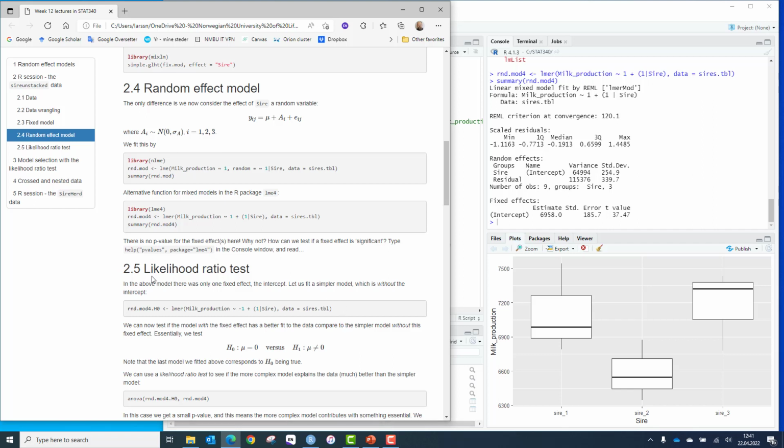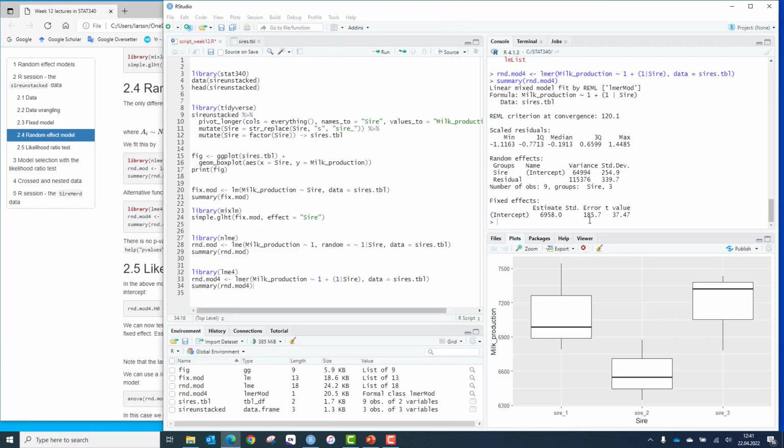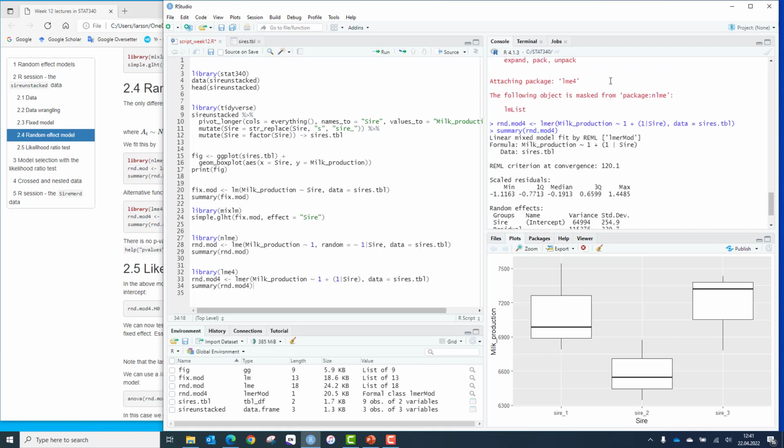Okay, to illustrate this likelihood ratio test, let's fit another model which is slightly different from the one we did up here. Up here we had one fixed effect, namely the intercept. And we saw that we got an output over here with a t-value, but not a p-value. Is this a significant intercept? We know it is, because of the other output, right?